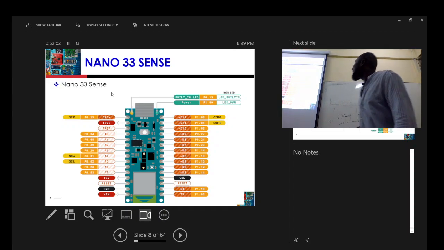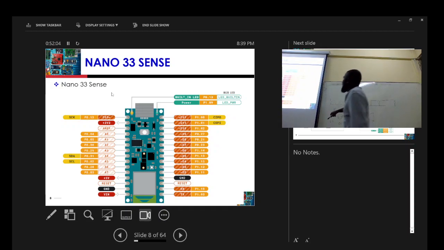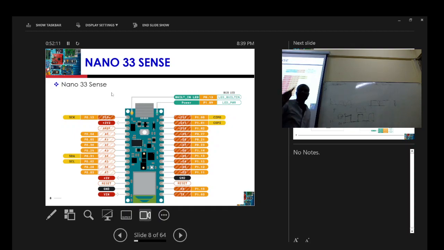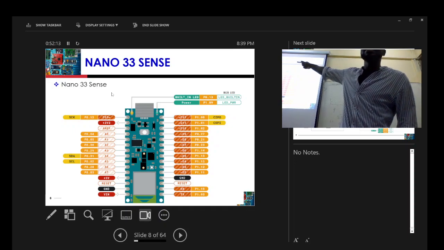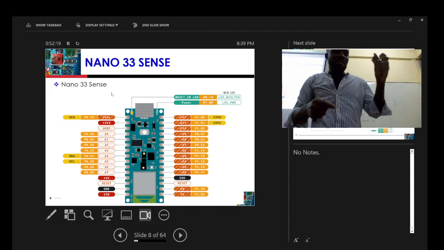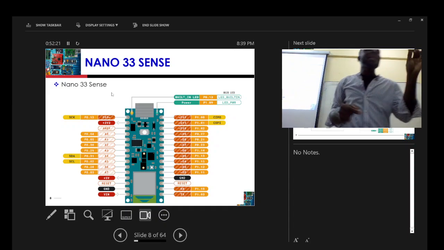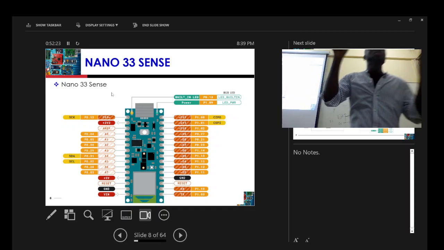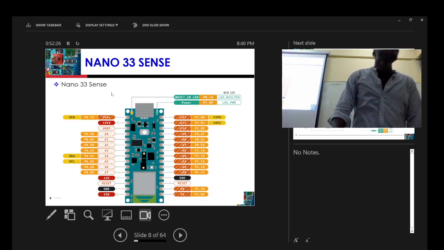Easy, right? And then we have the built-in LED. The built-in LED is over here, this one. And then it's connected to digital pin D12. Have you seen the D13 over there? It's connected to the built-in LED, the built-in LED here. I think the last time we did a test where I blinked this, right? So that was the built-in LED.